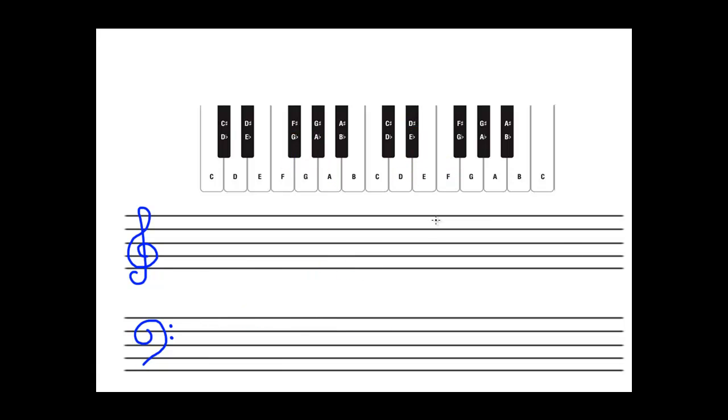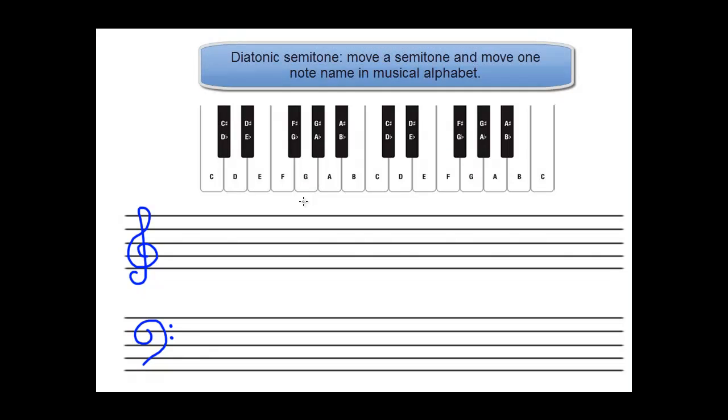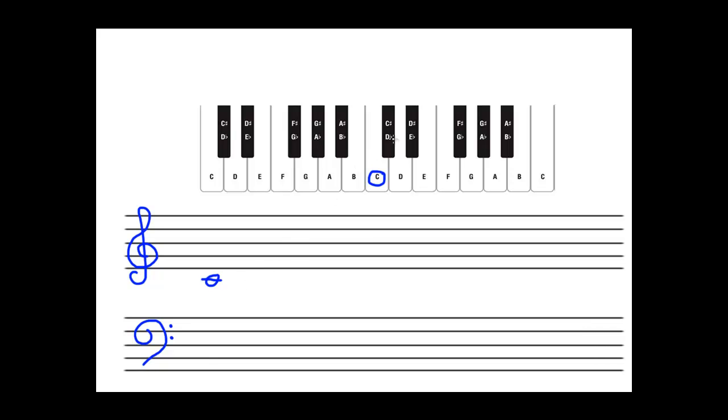Now we're going to talk about diatonic semitones. A diatonic semitone is where you move up a semitone, but you change note names. Okay, let's look at an example. If we were to start on middle C, and we were asked to go up a diatonic semitone, we would arrive at a D flat. We go up the semitone, but we change the note name. We go up by one note name in the musical alphabet. Okay?